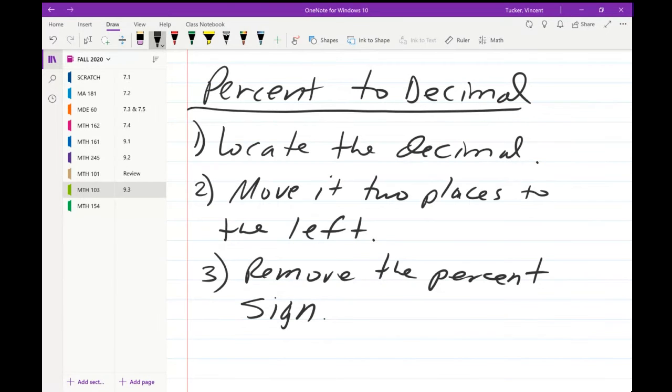All right, so percent to decimal. First thing we do is locate the decimal. You move it 2 places to the left and remove the percent sign.